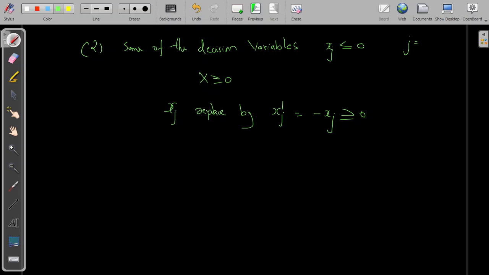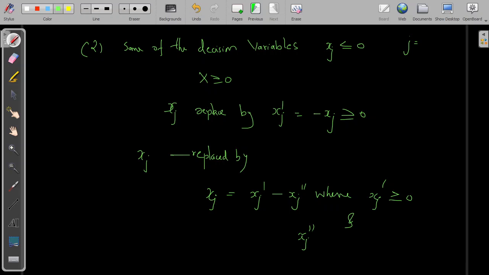Another possibility is that if one decision variable, let us say xj, is unrestricted in sign, that means it can take positive, negative or 0 values, then in such a situation the variable xj can be replaced by xj equal to xj dash minus xj double dash, where xj dash has positive values, and xj double dash is also having positive values, xj double dash greater than or equal to 0.